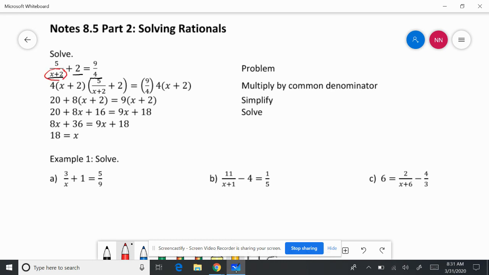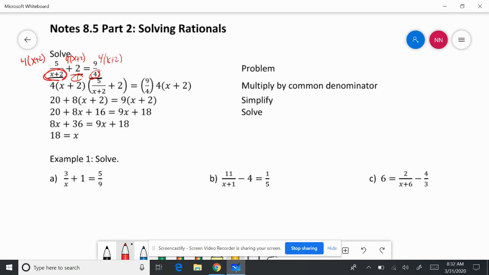Here we have a denominator of x plus 2. Here we don't have one, so we know that it's 1. And here our denominator is 4. What we do is we take the product of all of them. So the product of all of them would be 4 and then x plus 2. And what we do is we multiply each of the terms by the 4 and the x plus 2.